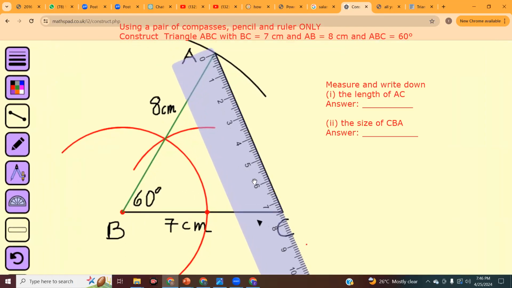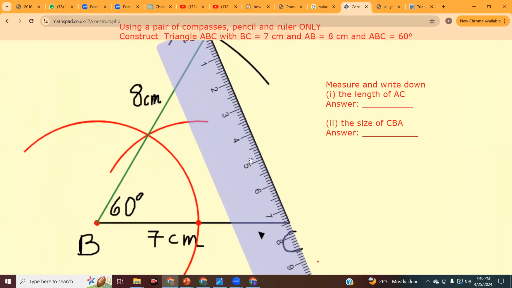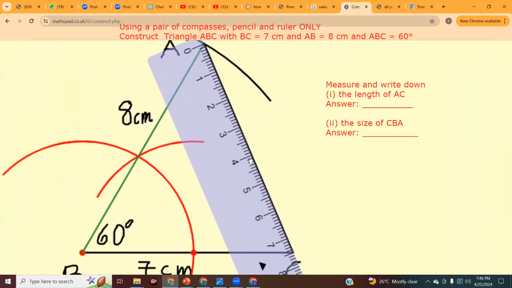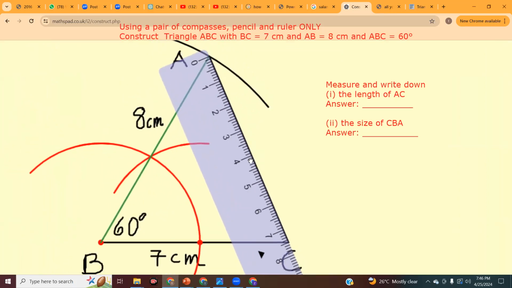China, what you got? I got 7.6 for some reason. 7.6. Okay. Anyone else? Aliana, what you got when you measured it? 7.5. And Olivia, what you got?